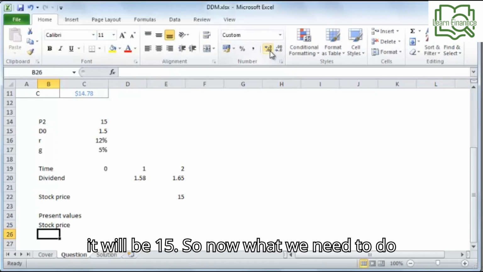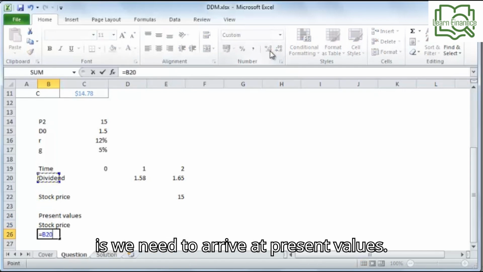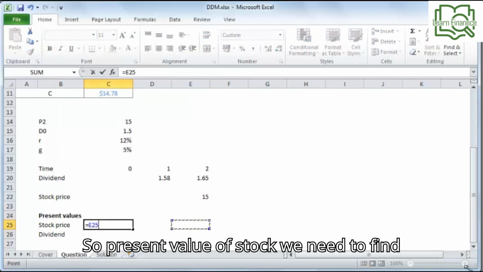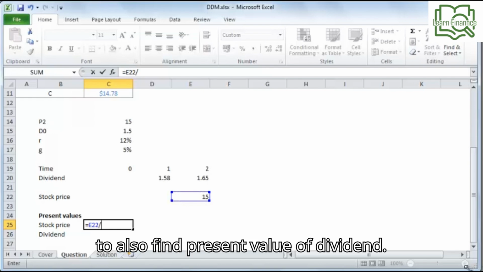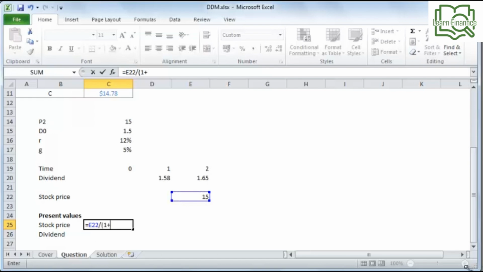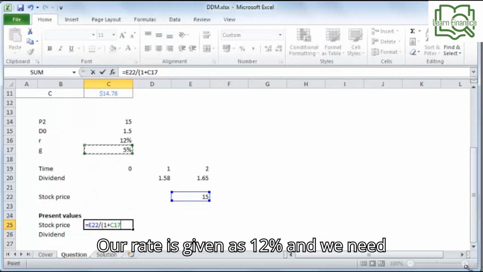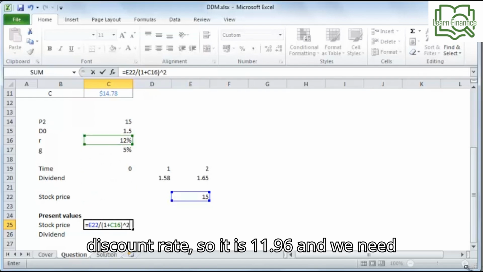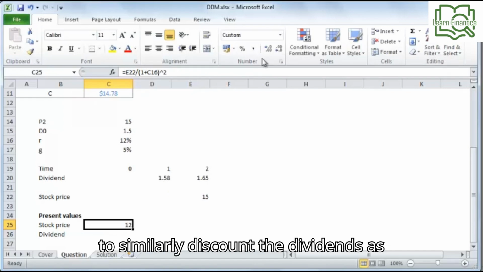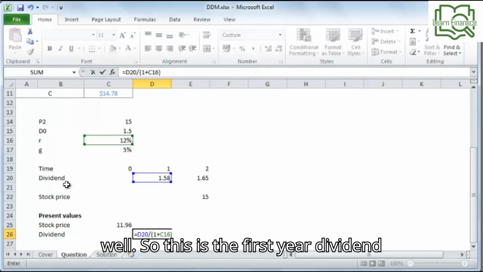So now what we need to do is arrive at present values. So present value of stock we need to find, and we need to also find present value of dividend. Our rate is given as 12%, and we need to discount it by the second year discount rate. So it is 11.96. And we need to similarly discount the dividends as well.